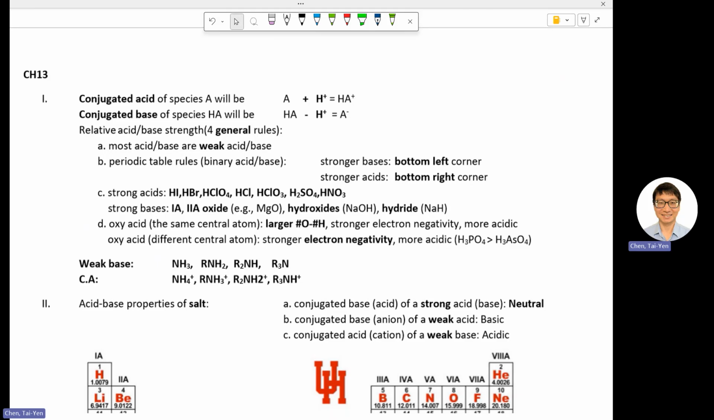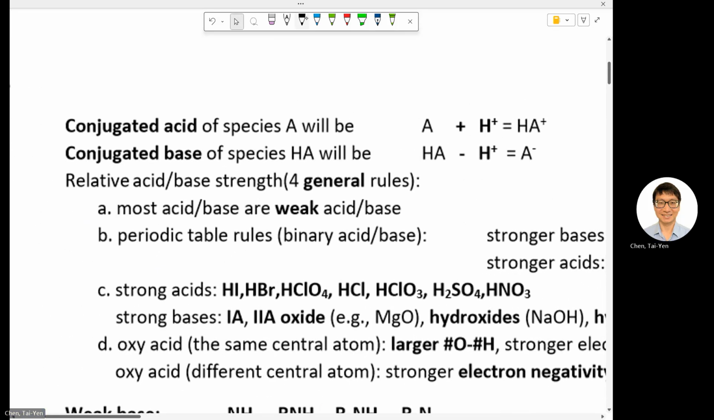Okay. So what we're going to learn today is how to understand the concept of conjugate acid-base, based on this proton donor, proton acceptor theory. Those are the first things that we need to learn. So you can see on the handout, it says a conjugate acid of species A can be defined as this. So let's say you start from a species A. You want to find out its conjugate acid.